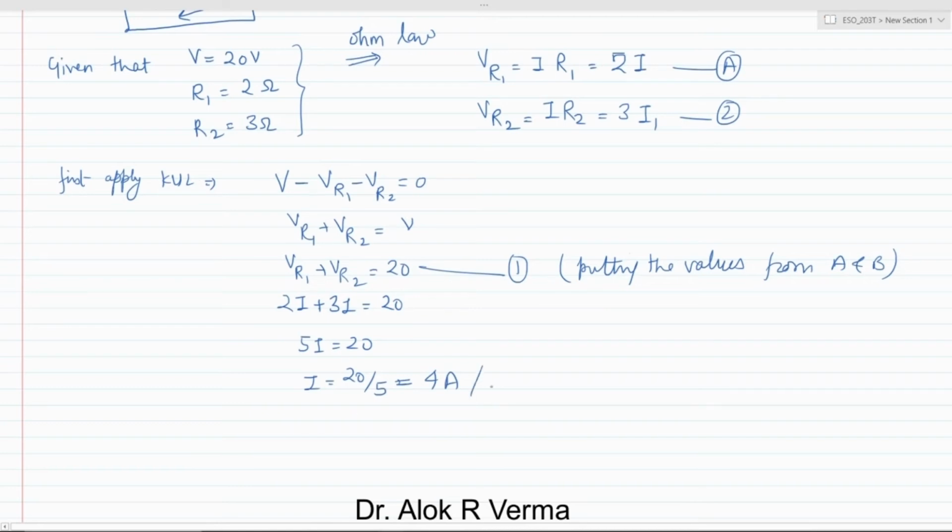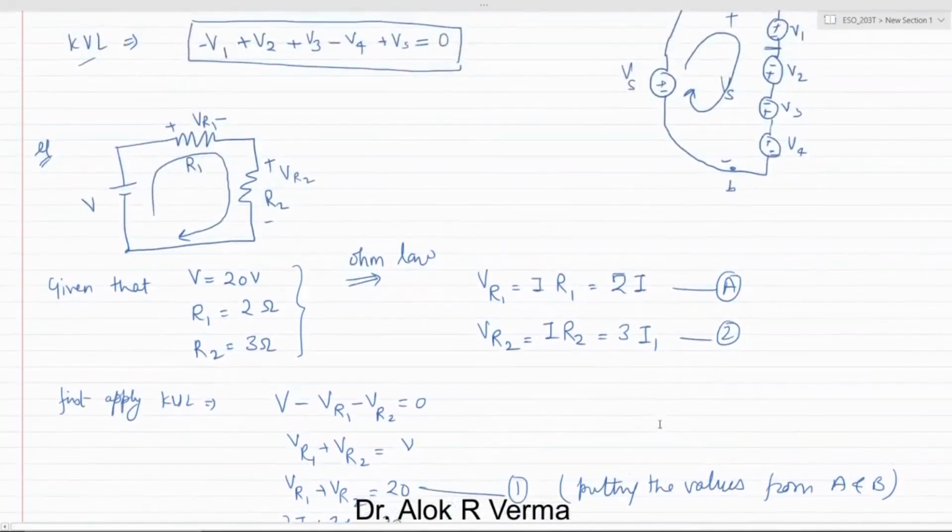So now we know the current in the loop is 4 ampere. Now look at the circuit. This is 20 volt, this is 2 ohm, this is 3 ohm, and the current which is flowing is 4 ampere. This is I.